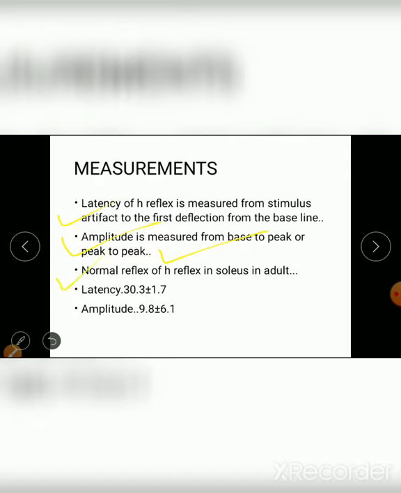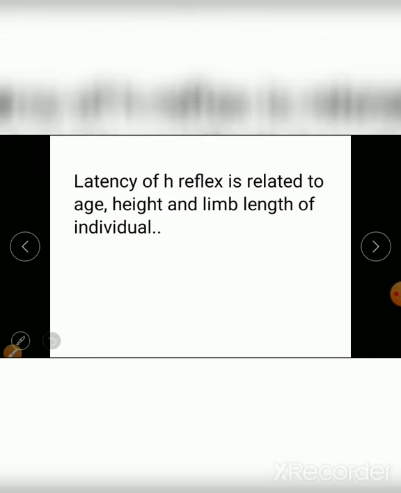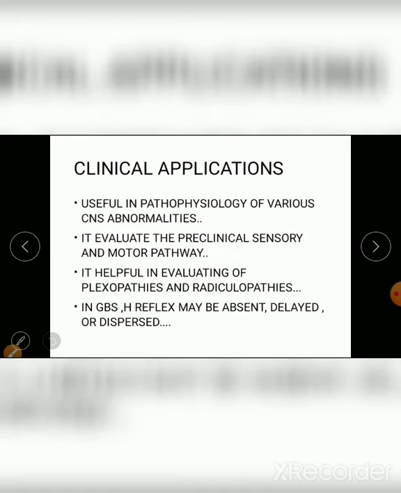The normal values of the H reflex for the soleus muscle in adults. So the value of latency is 30.3 plus or minus 1.7 and amplitude is 9.8 plus or minus 6.1. So these are the general normal values for the soleus muscle in adults. The latency of the H reflex is related to age, height and limb length of the individual.